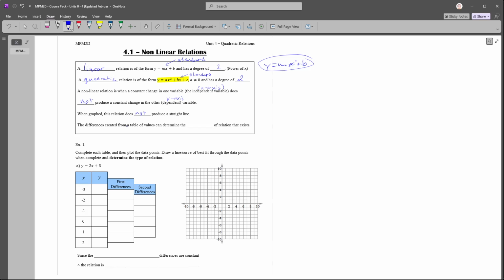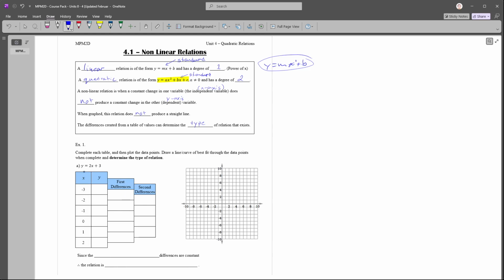So the differences created from a table of values can determine the type of relation that exists. So when we do a table of values, such as the one down below here, if we calculate the first differences and then the second differences, which is really just the difference between each row of the first differences, that will tell us whether it is a linear relation or whether it is a quadratic relation.